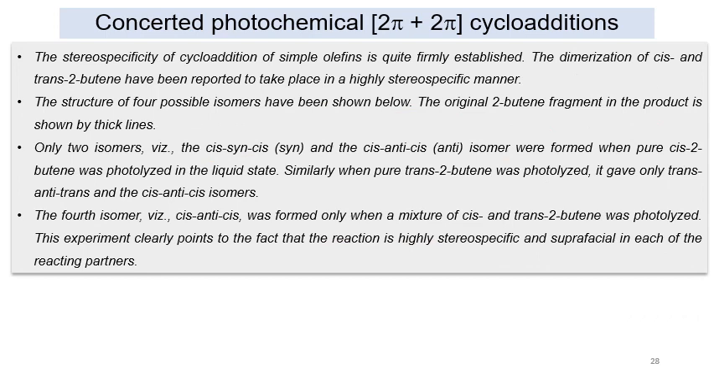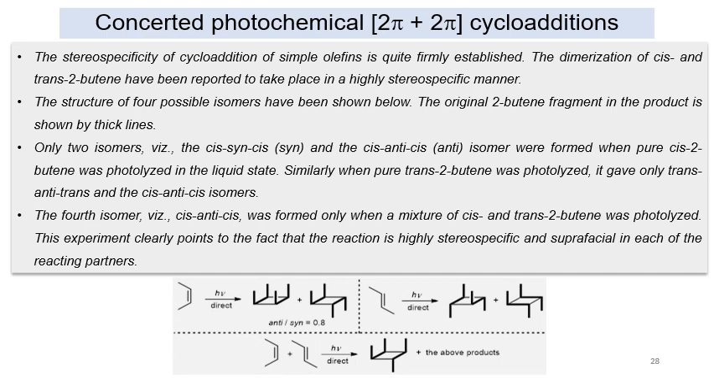What about the stereospecificity of cycloaddition? Now this has been very well established. For example, let us see the dimerization of cis and trans 2-butene. If you take only cis 2-butene and photolyze it, then in that particular case, the cis-syn-cis isomer and the cis-anti-cis isomer are formed.